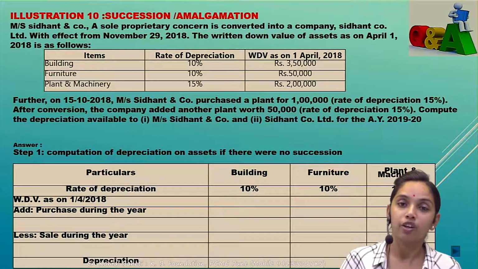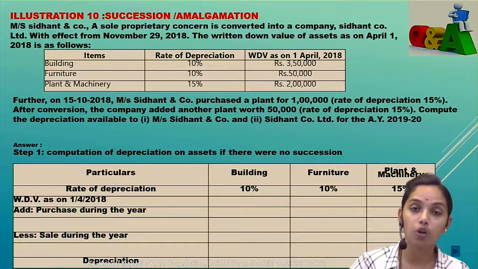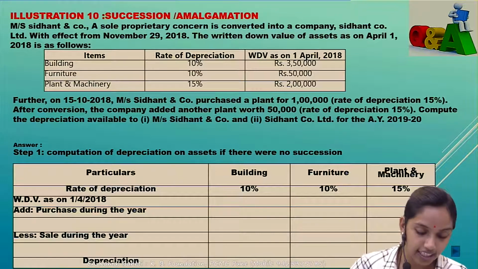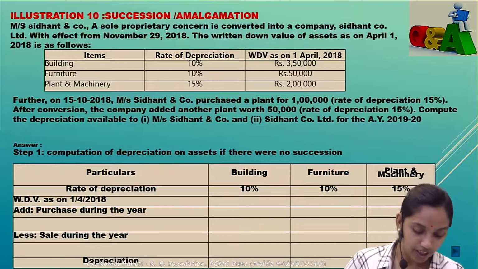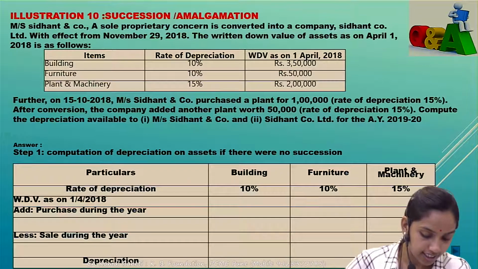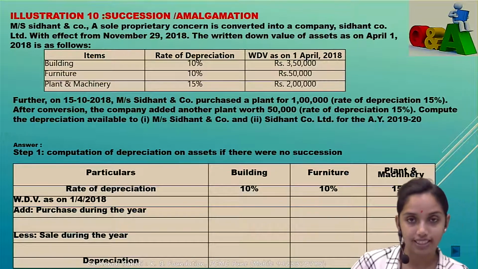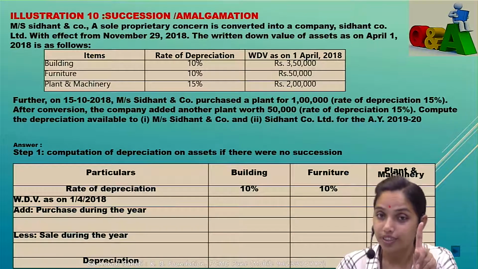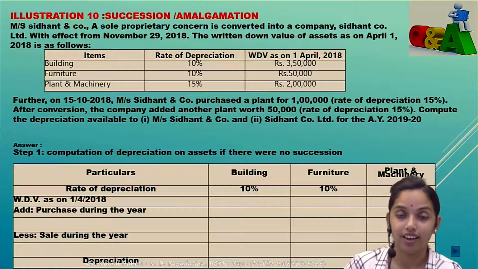Illustration 10 from your module. The Messrs. Siddhant and Company, a sole proprietary concern, is converted into the company. So it is in the form of a succession. The proprietary has been converted into the company, Siddhant and Company, with effect from November 29, 2018. It is in between of the year. Try to understand, it is not at the beginning or at the end.